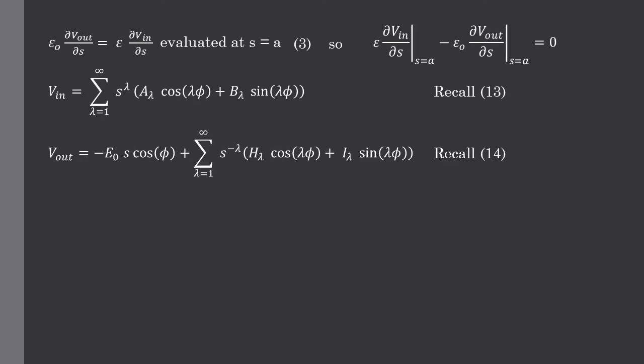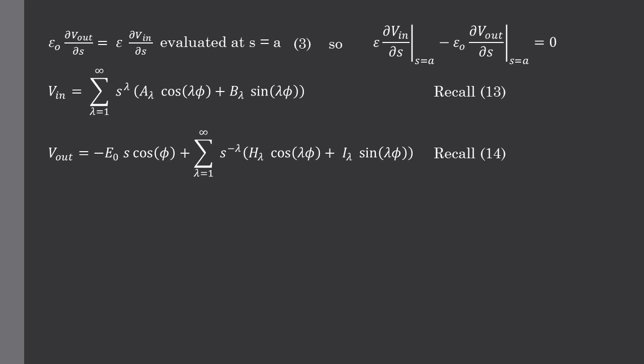So the last boundary condition was equation 3 we found quite a while back. It said that epsilon naught, the partial of V out with respect to S, equals epsilon of the material, partial of V inside the material with respect to S, evaluated at the surface of the material, which in this case is going to be S equals little a. And so we can rewrite that equation into a form that's going to be a little bit easier to use, and I just went ahead and wrote that out.